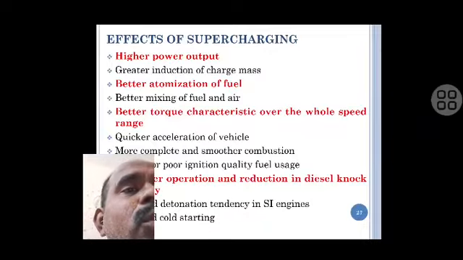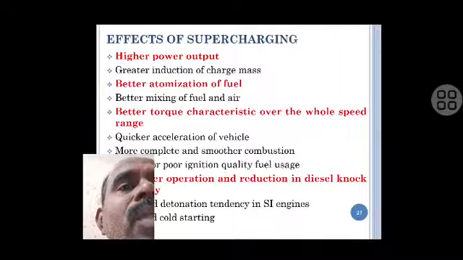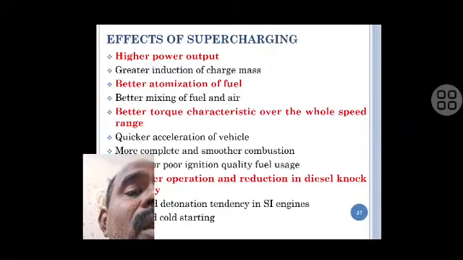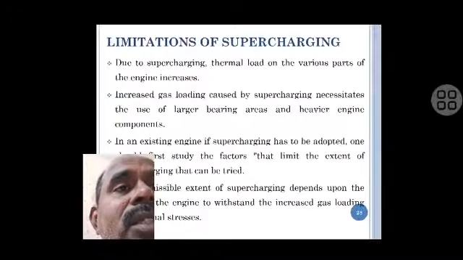The effects of supercharging: higher power output, greater induction of charge mass, better atomization of fuel, better mixing of fuel and air, better torque characteristics over the whole speed range of the engine, quicker acceleration of vehicles, more complete and smoother combustion, improved use of fuel with poor ignition quality, and a reduction in diesel knocking. Also reduces the detonation tendency in SI engines.